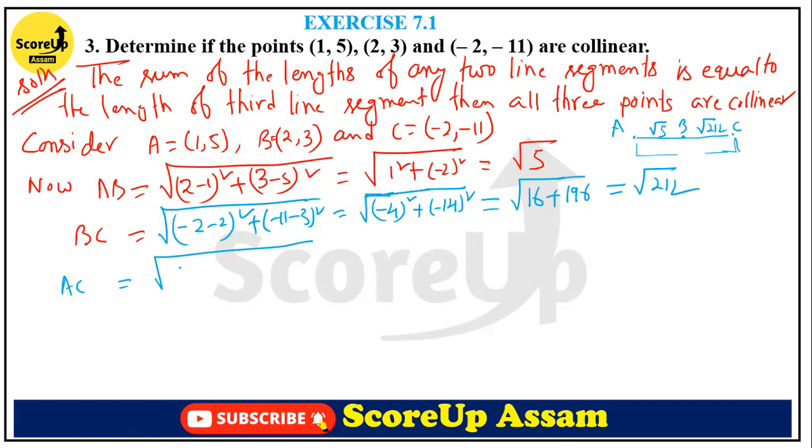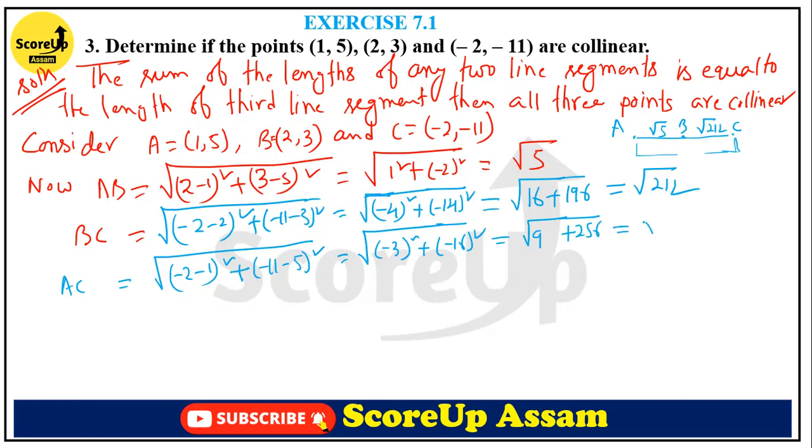AC is (-2 minus 1) whole square plus (-11 minus 5) whole square. So it is equal to minus 3 square and minus 16 square. Minus 3 square means 9 and minus 16 square is 256. So it will be root over 265.